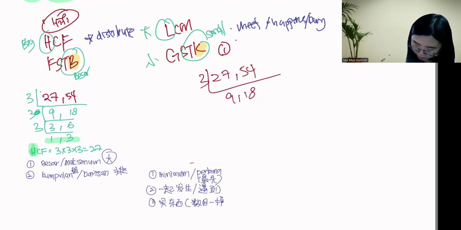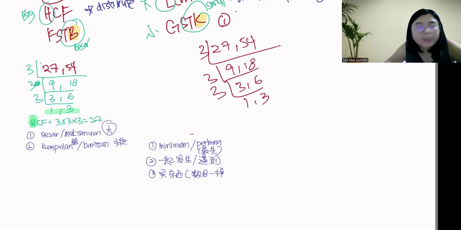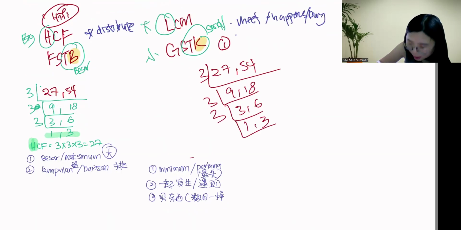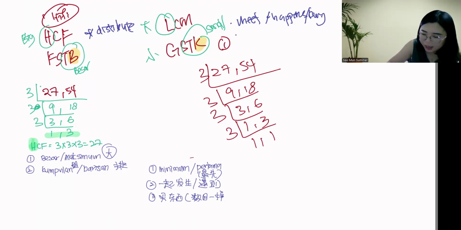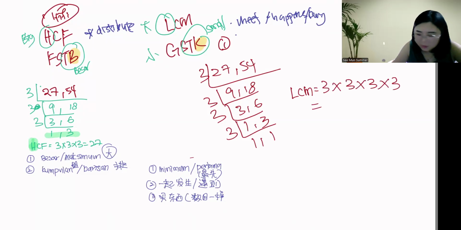9, 18, 3, 3, 6, 3. Now, until this stage, we cannot stop yet because it's the smallest, lowest, okay? So we can write another 3, until they become 1. Yeah, now everything is same already. So what is my LCM? So my LCM is all the 3 times together.